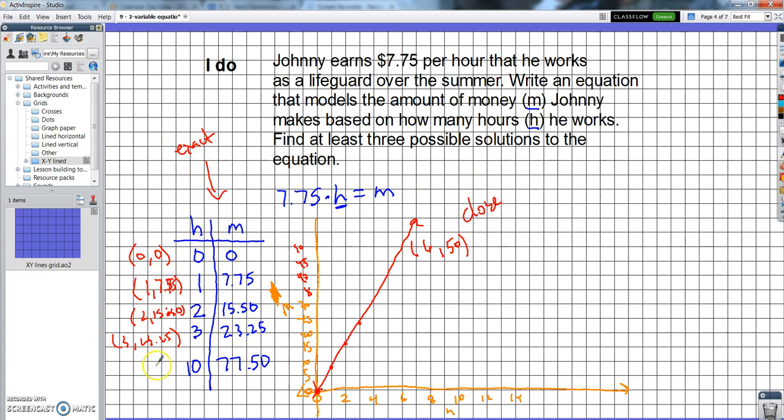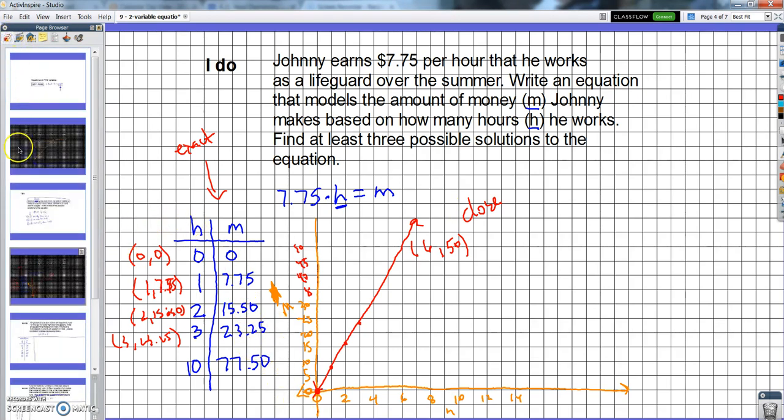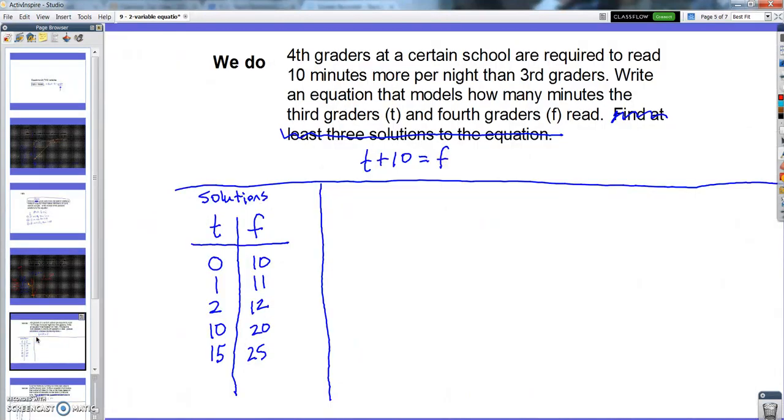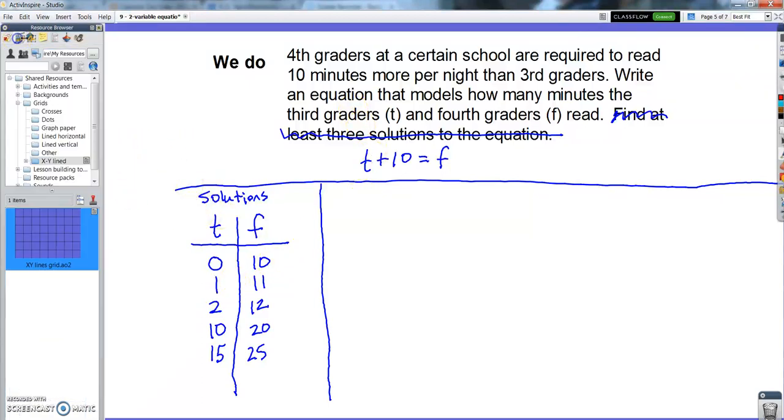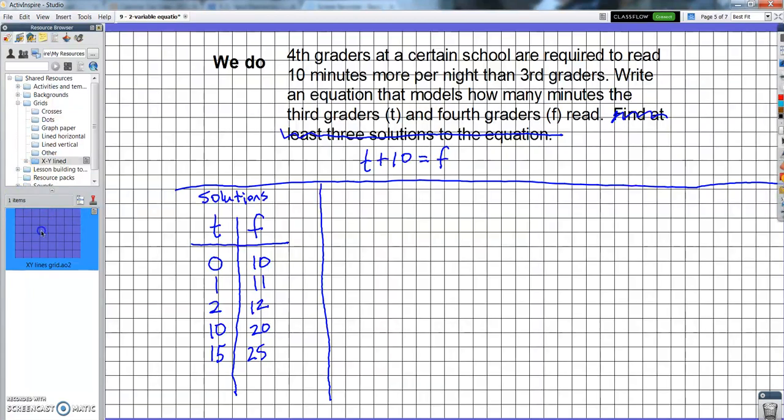All right. I think we have time to do at least one together. We may have to do the second one together in class. So go ahead and open up your notebook to the example we did first, which was the reading example. The third graders read, fourth graders read. And let's make the graph together of their reading.